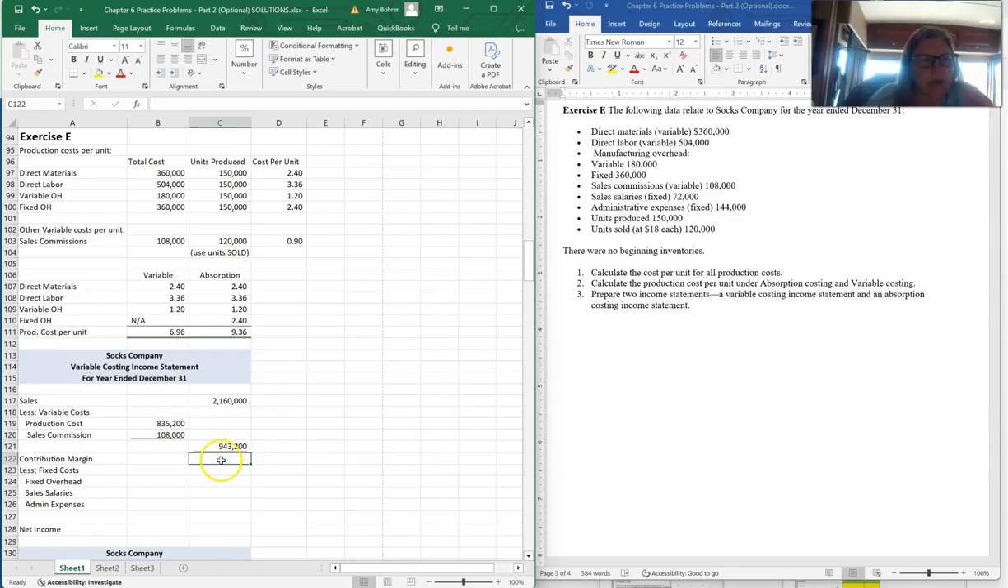So my contribution margin. Remember, your contribution margin is your sales minus your variable costs. So this isn't your cost of goods sold here. This is just your contribution margin. It's $1,216,000. So what are my fixed costs? My fixed overhead was $360,000.